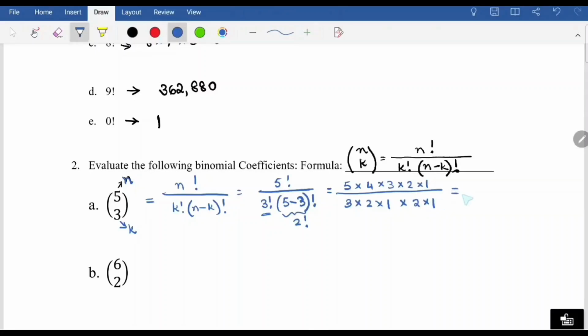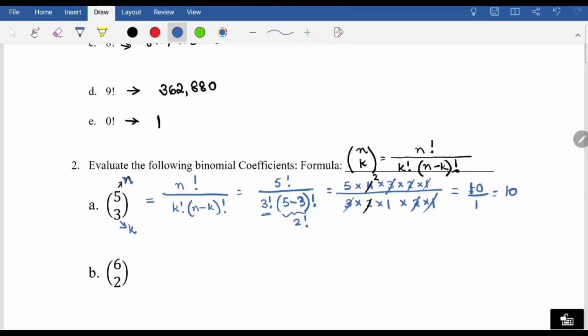And now we have to simplify this again. You can use your calculator if you wish, but because these are small numbers, all in factored form, I'm going to just do the division over here. 2 and 2 divide, 1 and 1 divide, 3 and 3 divide, 4 divided by 2 is 2. So we have 5 times 2. 5 times 2 is 10 divided by 1 is 10.